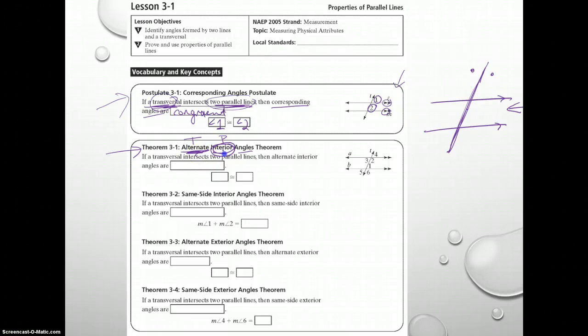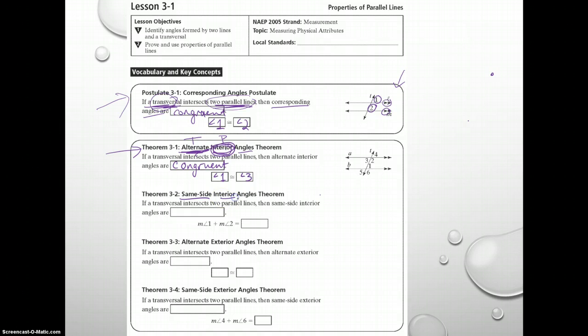So alternate interior angles will be, for example, this one. Now I have to go to the other side of the transversal and stay on the inside of the parallel lines. So here I go. This one and this one would be alternate interior angles. On the diagram, it will be angle 3 with angle 1. And alternate interior angles are also congruent. And so from our diagram, angle 1 is congruent to angle 3.